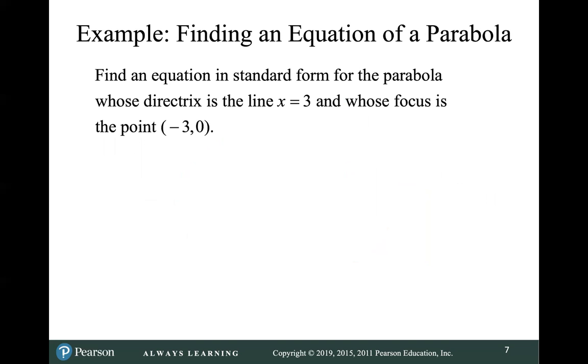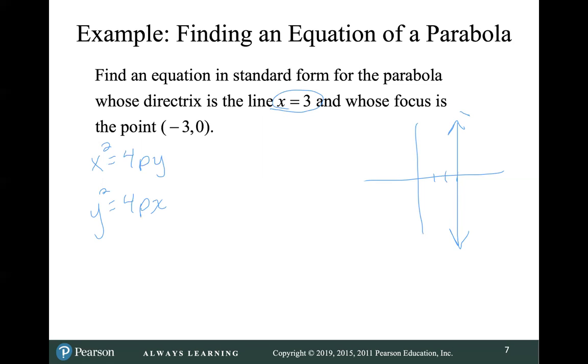When we're looking at our parabola, it's either going to be x squared equals 4py or y squared equals 4px. How do we know which one to use? We need to see whether our parabola is opening upward and downward or left and right. If the directrix is the line x equals 3, I would go 1, 2, 3. There's my directrix.